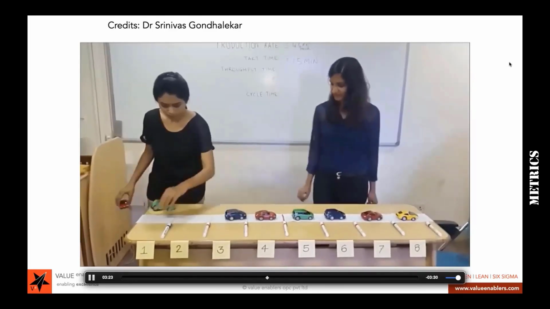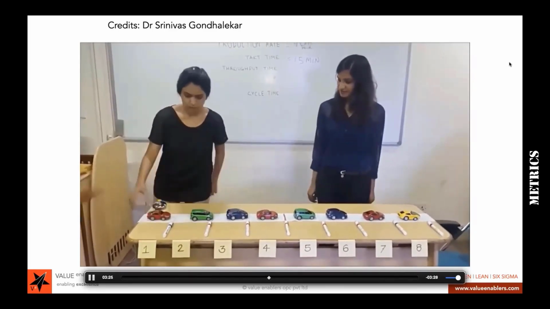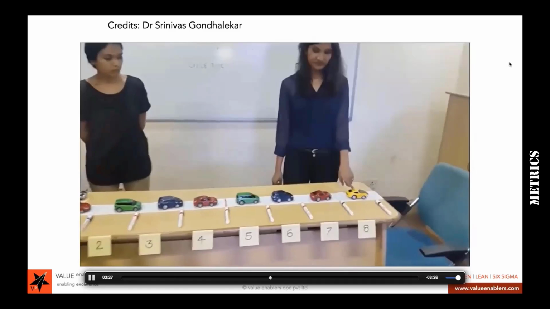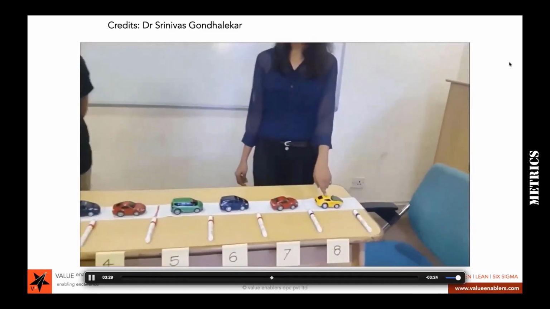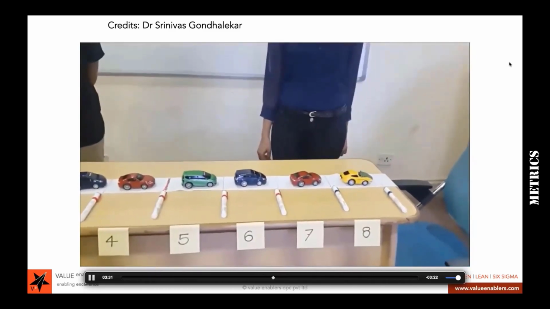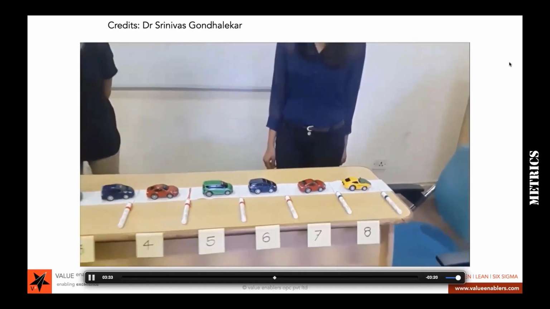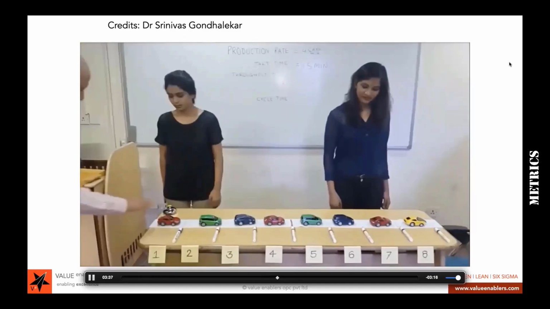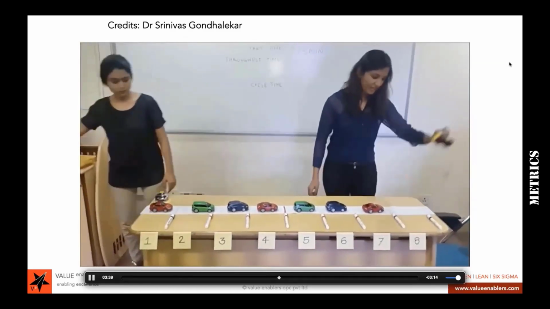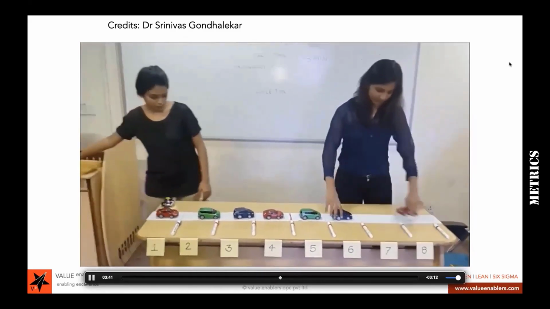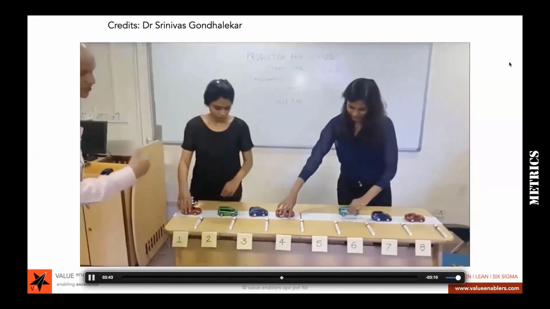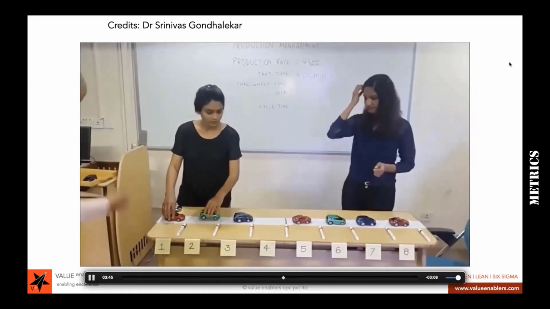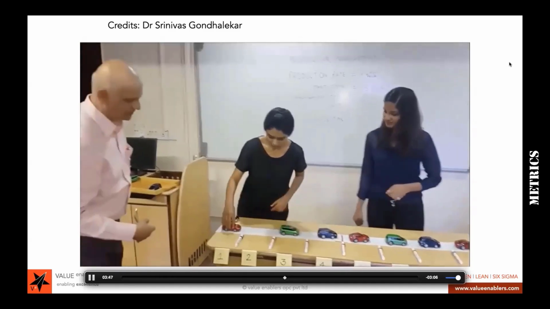Alright. So the yellow car that we started with, if you can point out to it, has now reached the end. It is waiting for its last 15 minutes. The moment those 15 minutes are over, the car goes out. So let's say those 15 minutes are up. The car goes out of the production line. And as a result, each of the cars moves ahead by one.